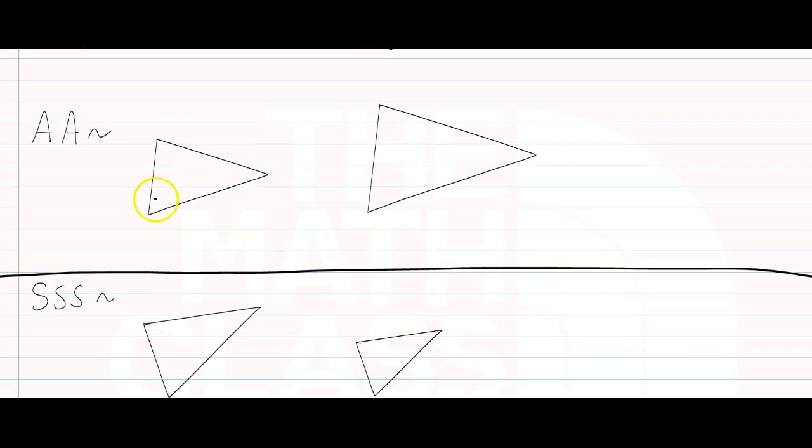So we have two triangles. If we have one pair of corresponding angles and a second pair of corresponding angles that are congruent, what that means to us then is that the triangles are similar to each other.